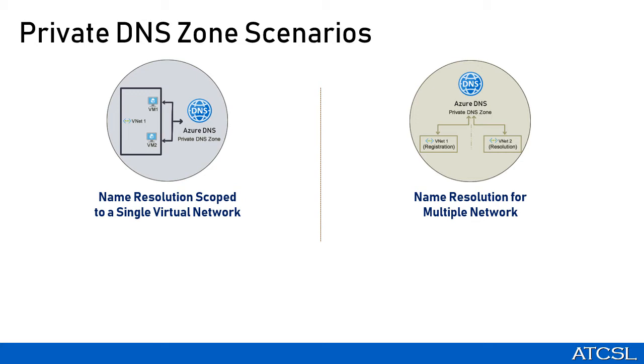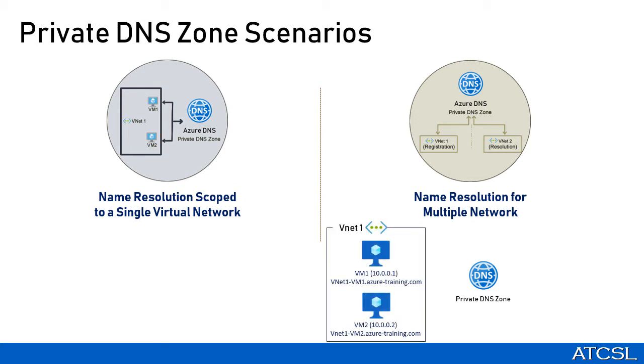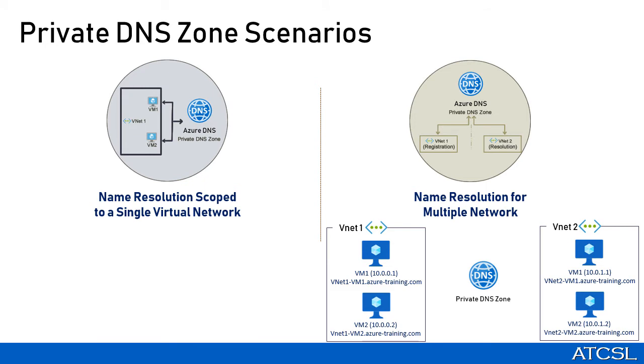Let us try to understand this scenario using an example. So we have a private DNS zone, and then we have a virtual network 1 and a virtual network 2. In the virtual network 1, I have two virtual machines. One is VM1 with an IP address of 10.0.0.1, and the second one is VM2 where we have the private IP address of 10.0.0.2. Both of them have their own host names. In the second virtual network also, we have two different VMs, VM1 and VM2, with two different IP addresses and host names. The IP addresses are 10.0.1.1 and 10.0.1.2.